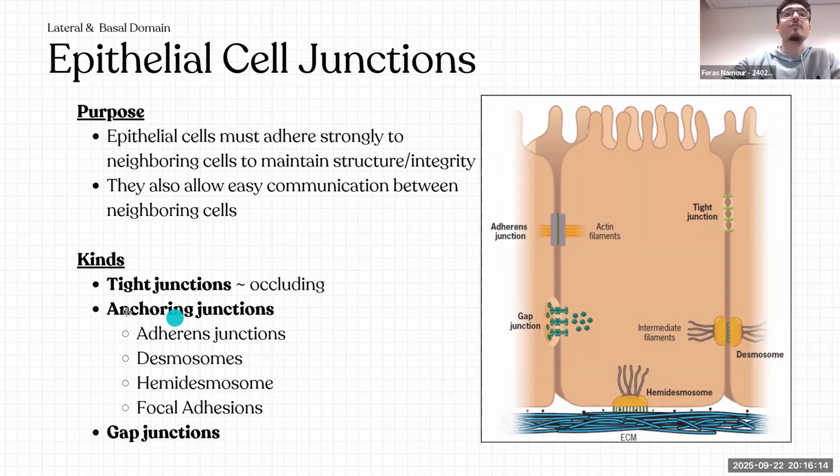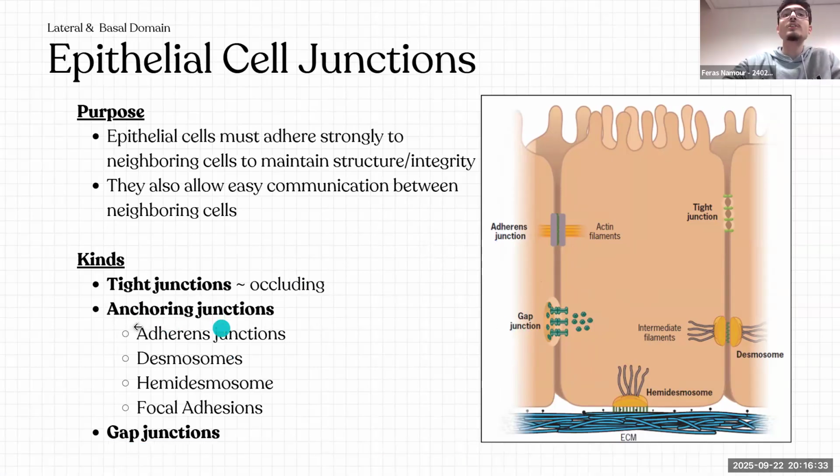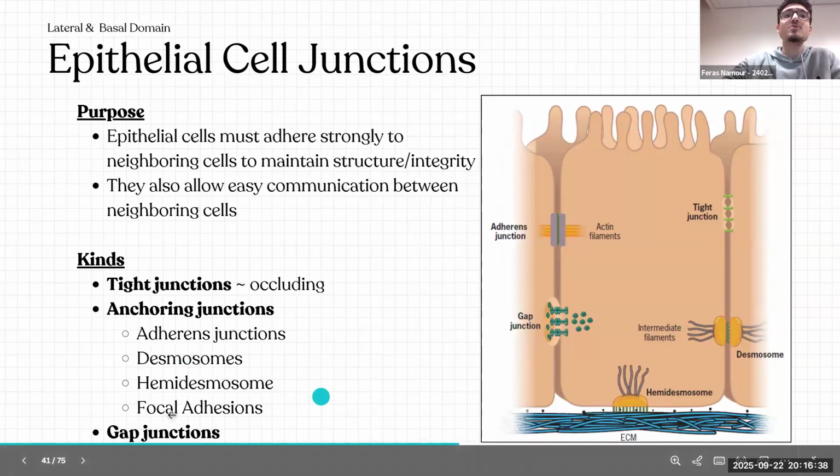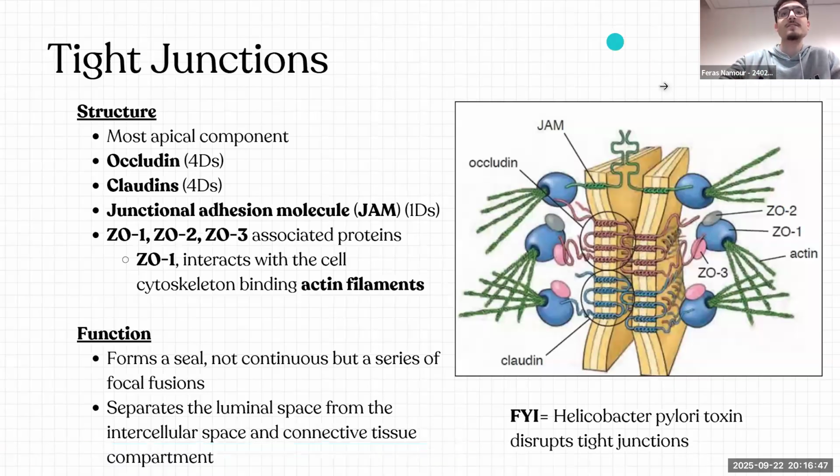We have three kinds of junctions that connect my cells to each other. I'm saying three kinds, but we have two exceptions. We have tight junctions connecting cell to cell. We have gap junctions also connecting cell to cell. But when I'm talking about anchoring junctions, only my adherens junctions and my desmosomes connect cell to cell. My hemidesmosomes and my focal adhesions connect my cell to my basement membrane. You're going to see how we foreshadowed this, by the way.